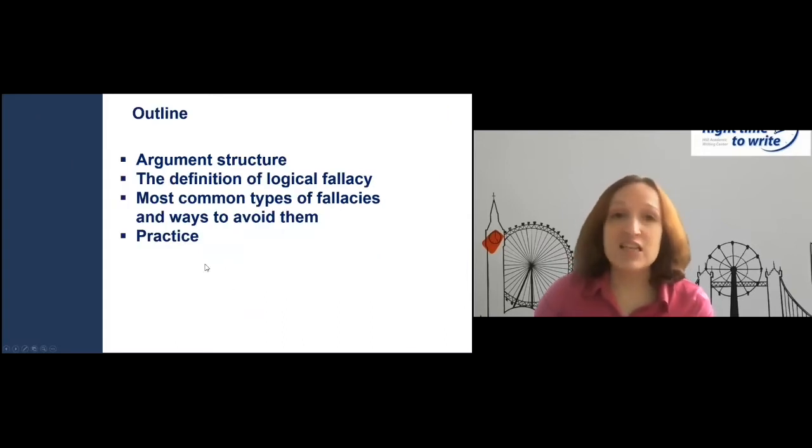This is the outline. This is the structure of our workshop today. First, we'll mention the argument structure. Then we'll talk about what logical fallacy is. And the bigger part of our workshop will be focused on discussing different types of logical fallacies and strategies to avoid them. And I hope we'll have plenty of practice.